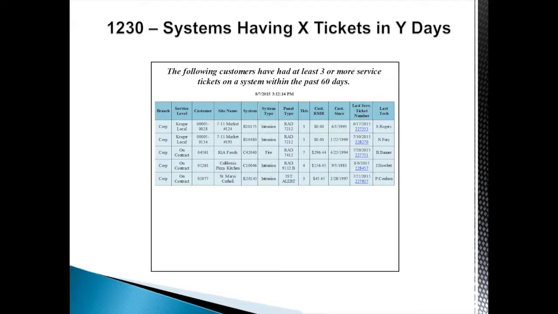And here's another example of a report where we're grabbing different pieces of information. We're actually looking at two different scenarios. We're looking at systems that have a number of open tickets, but those tickets were open within a number of days.